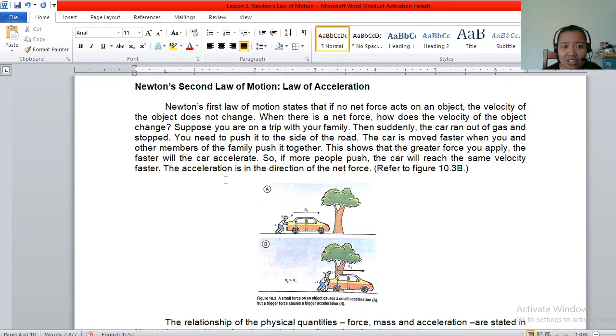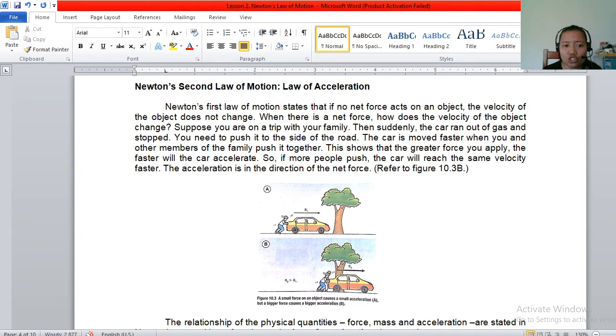The acceleration is in the direction of the net force. So, this is our figure. As you can see, kung ipupush natin ng greater, anong mangyayari? Ang force ay greater din. At saka, ang acceleration ng car will also, anong mangyayari? Will also be faster. Okay.